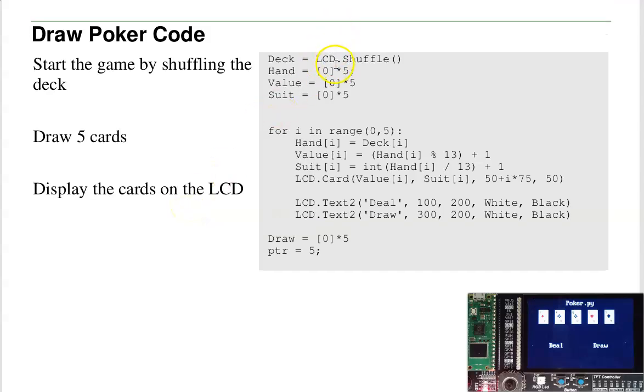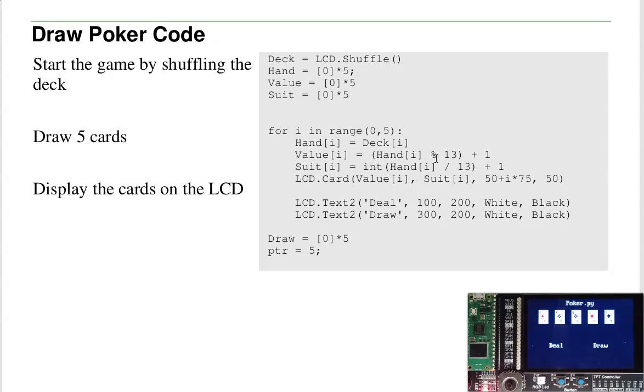The game starts by shuffling the deck. That's calling lcd.shuffle from the LCD routines. Start with the 0, 5 cards in your hand. Value and suit is just a 5x1 array. Take the first 5 cards in the deck and deal them out to your hand. Calculate the value. That's the hand mod 13 plus 1. So the value is 1 through 13. The suit is hand over 13 plus 1.